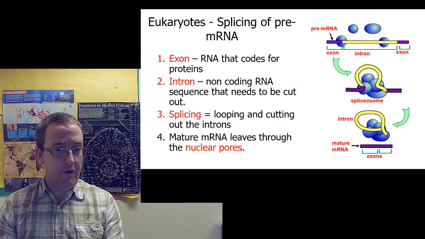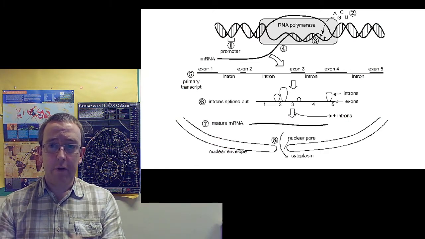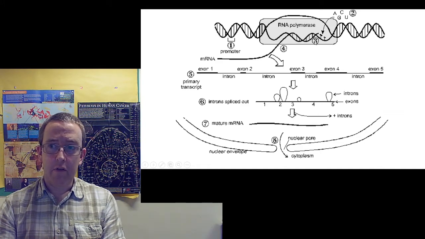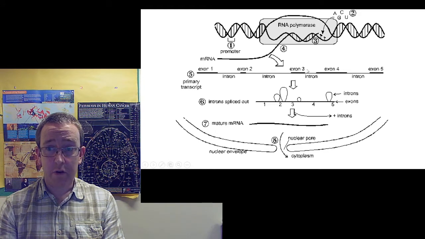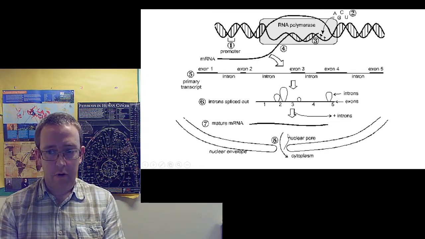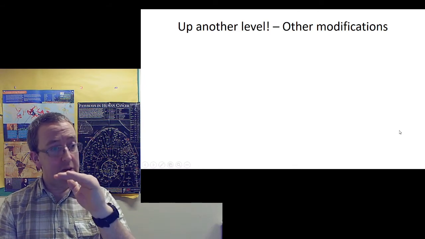So here we have our polymerase at number 1 and number 2. This is number 3 here, number 4. Number 5 is our splicing bits, that's our pre-mRNA. Number 6, our introns are spliced out. Number 7, that's our mature mRNA. Number 8 here, we've got the export of our mature mRNA through the nuclear pore. So that's basically where you need to be.